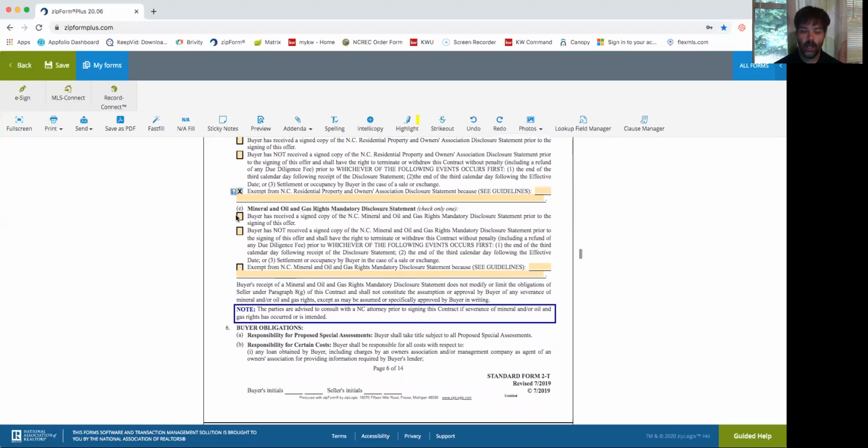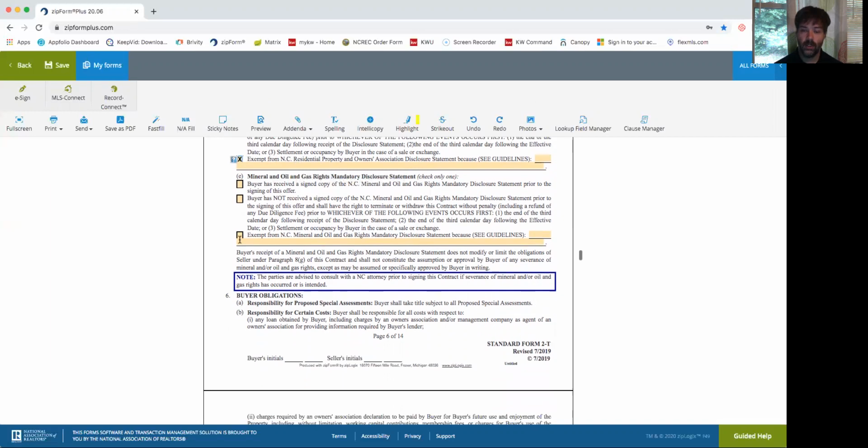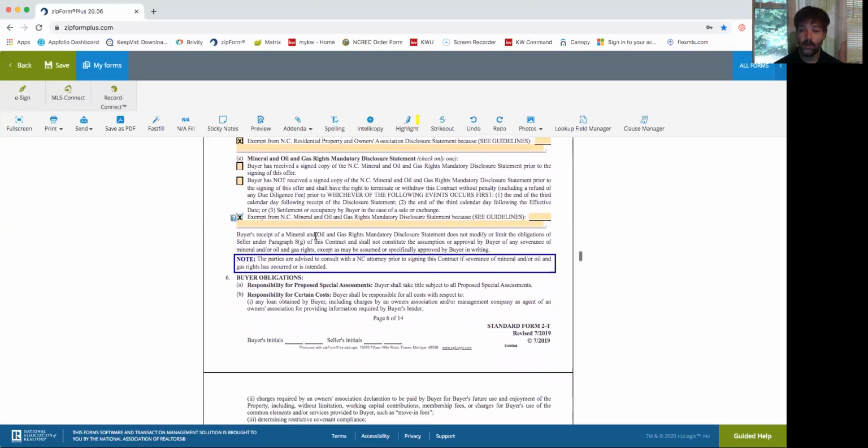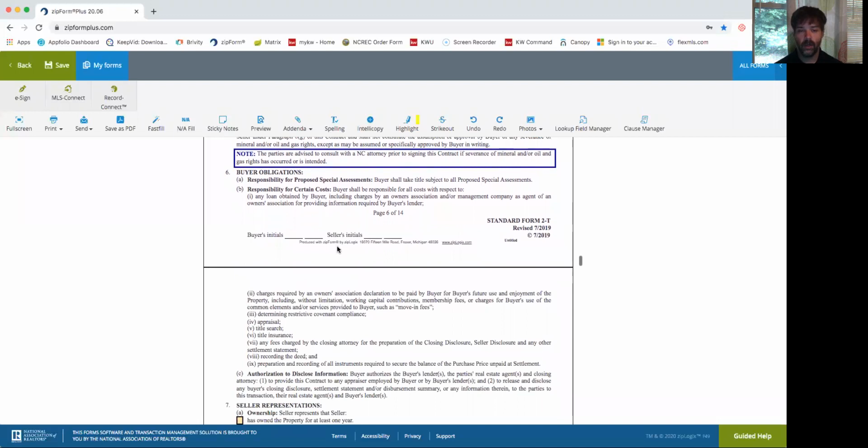Same thing with mineral, oil and gas rights. You have or have not received, or it's exempt. Residential properties, all residential properties are subject to the mineral, oil and gas rights disclosure. Very few exemptions there. The difference being that vacant land, things of that nature, would not require it, commercial would not require it.